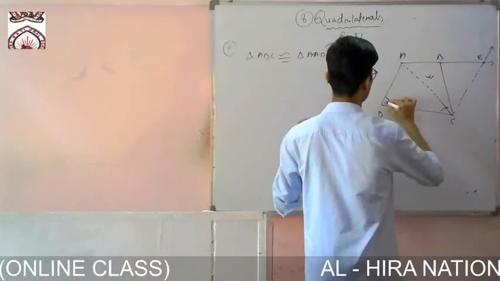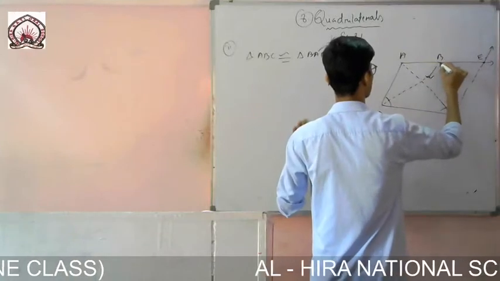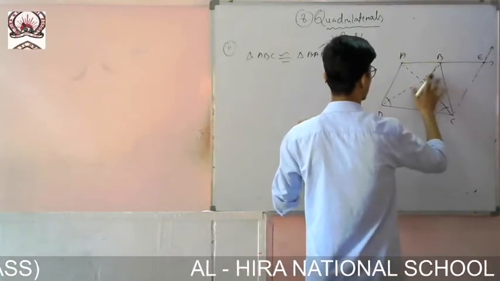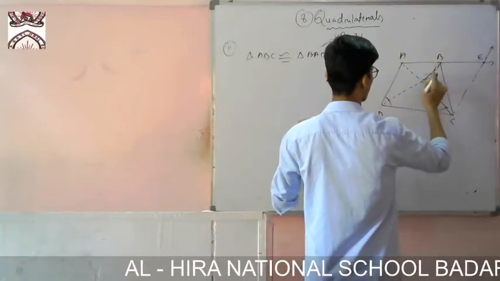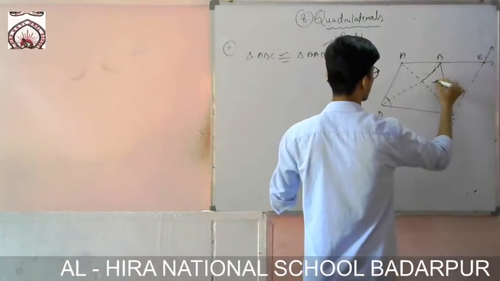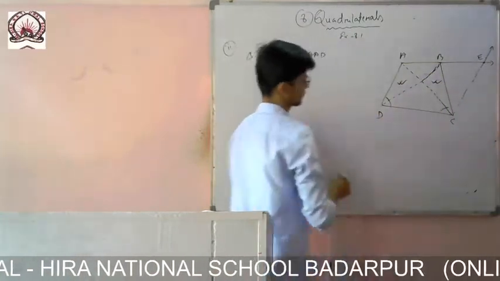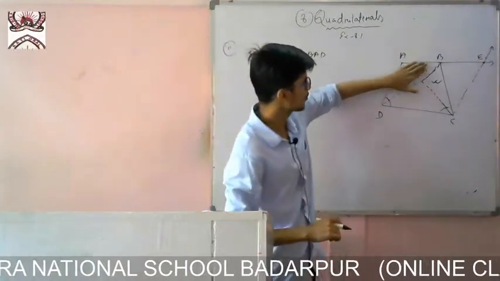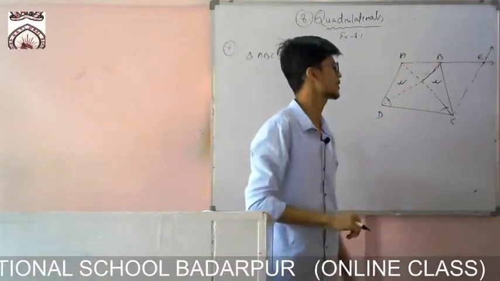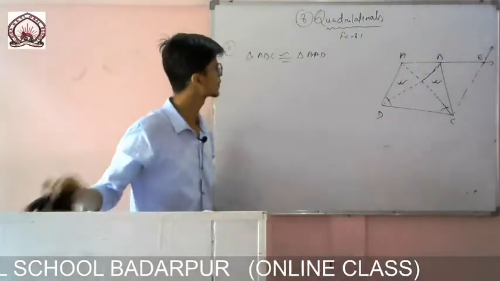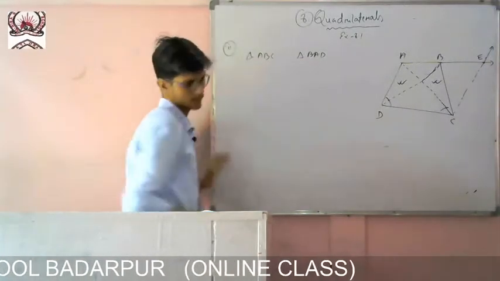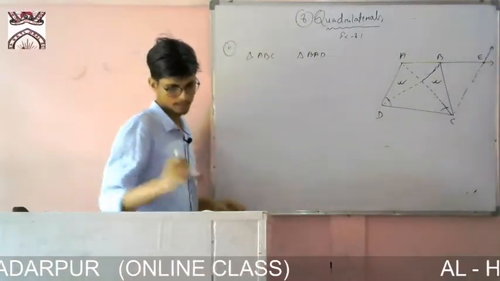That means you have to draw this one. So you have to show that this triangle is equal to this one. That means this whole one equals this whole one. Okay. So you write like this: in triangle ABC and triangle BAD.